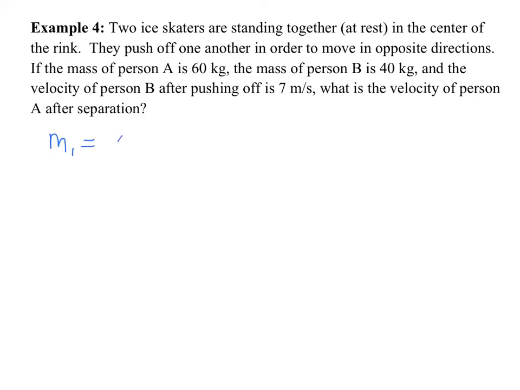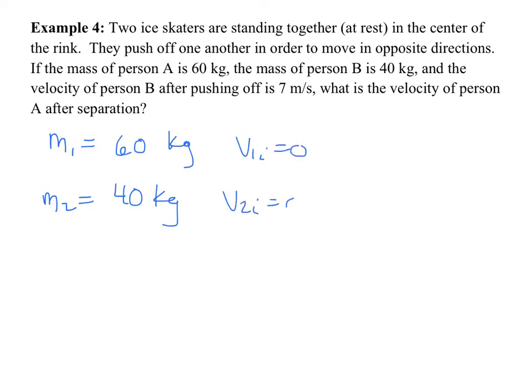So, object 1, let's say, is 60 kilograms. Object 2 is 40 kilograms. What are their velocities before the interaction? 0, both of them, right? Again, they're at rest together. Therefore, V1I is 0 and V2I is also 0. That's the big key here in this problem. We know the velocity of person B, the second person afterward, is 7 meters per second, and we're trying to find the velocity of person A, or person 1.